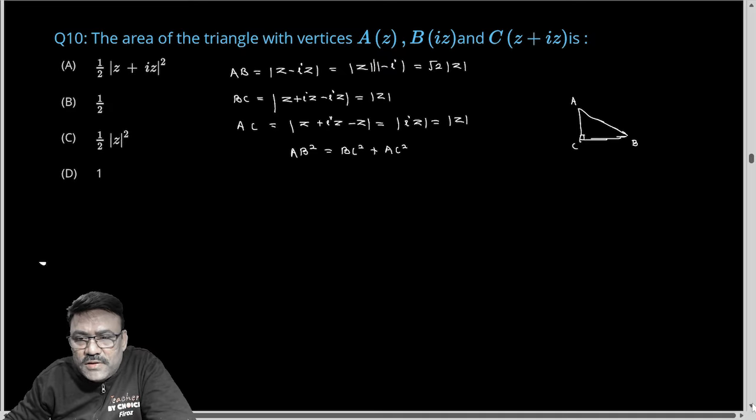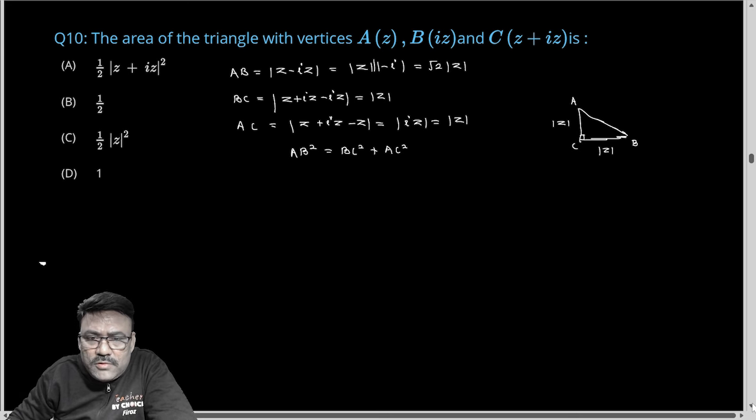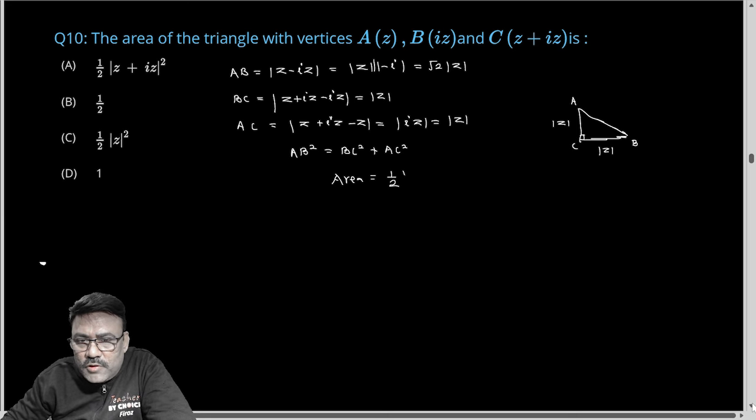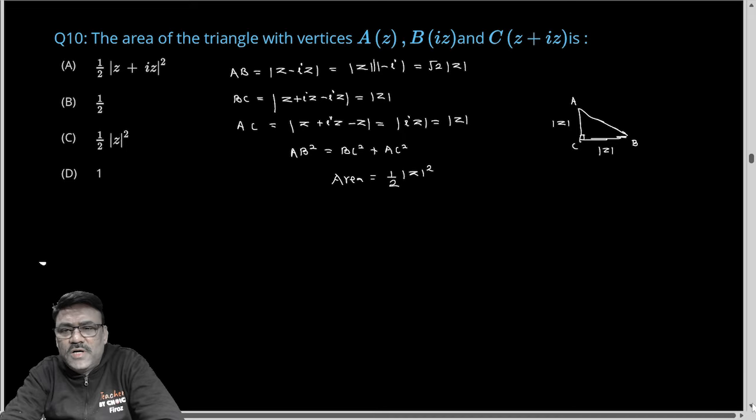Angle C is right angle and AC is mod Z, BC is also mod Z. So since it is a right triangle, you can directly write the area. Area will be half base into altitude, mod Z into mod Z, so mod Z square. So area is basically half mod Z square.